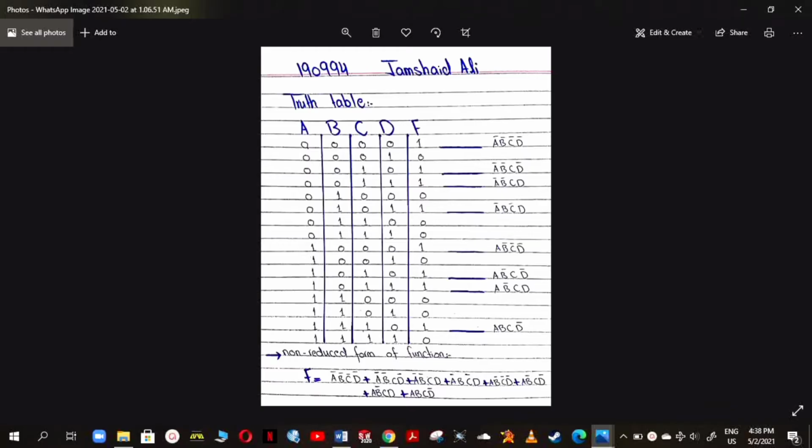Today we are going to discuss the Karnaugh map and its minimization in SOP form, reduced form, and non-reduced form. First of all, we have to draw a 16-row truth table, and then we have to select 8 of its outputs as 1 and all the others as 0.